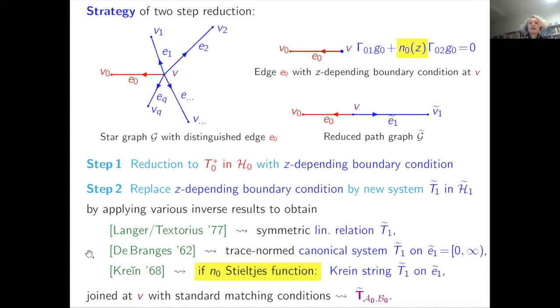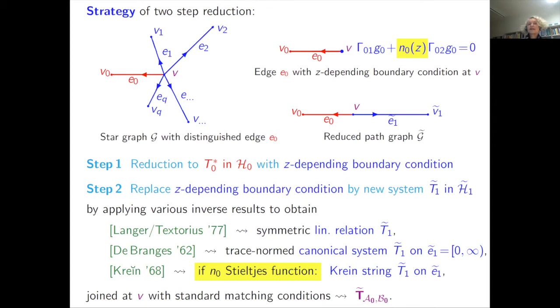Now, we can also join other things. For example, we can use the branch's inverse result to get a trace normed canonical system T1 tilde. And in this case, then the E1 tilde is nothing abstract. It's really an edge, for example, for simplicity of infinite length, if you like.